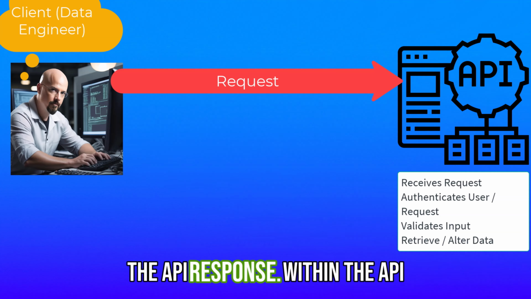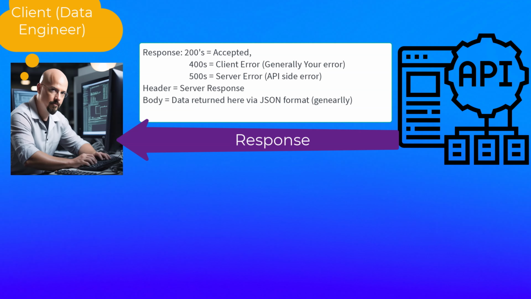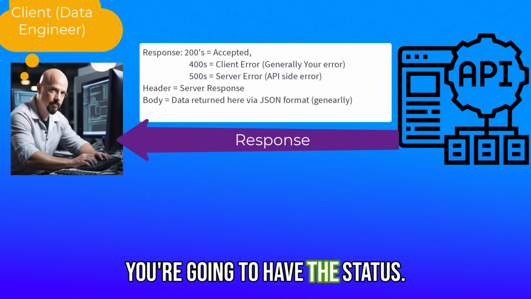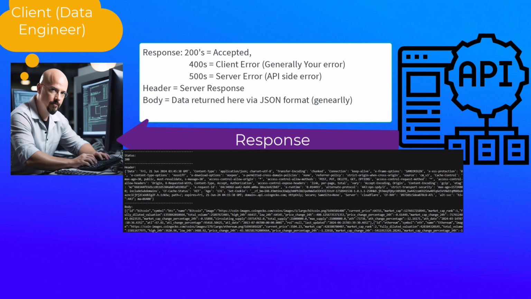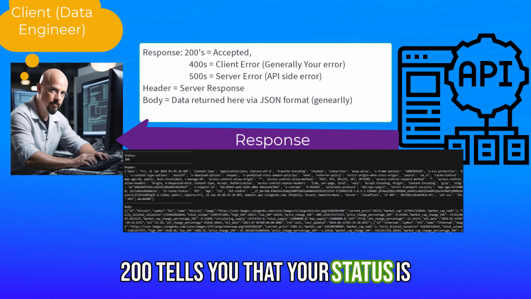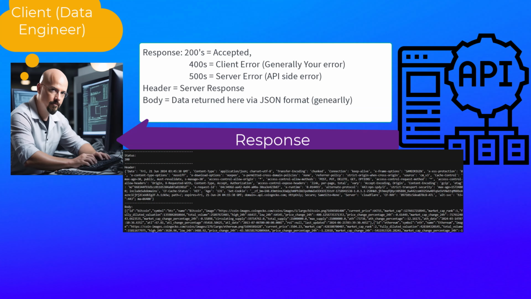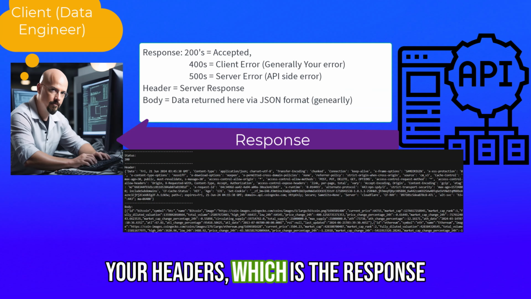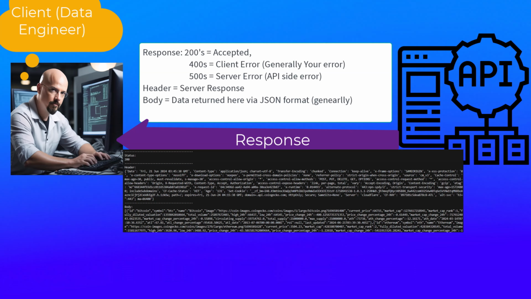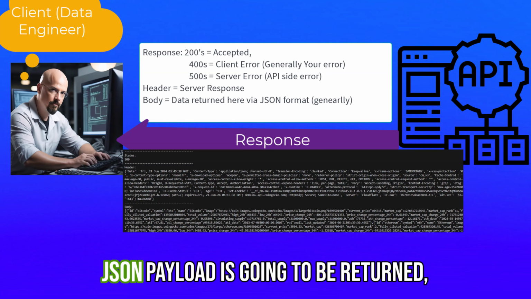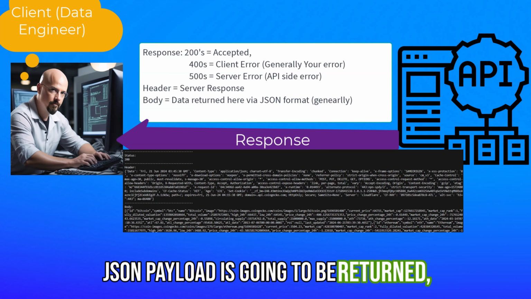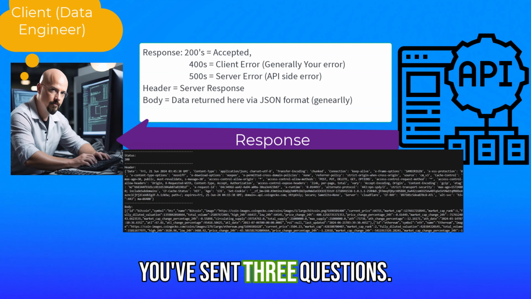The final piece is the API response. Within the API response, you're going to have the status. What you're looking for here is you're wanting a 200. 200 tells you that your status is successful. Your headers, which is the response from the server, as well as the body. The body is usually going to be where your JSON payload is going to be returned, which is what holds the data that you've sent the request for.